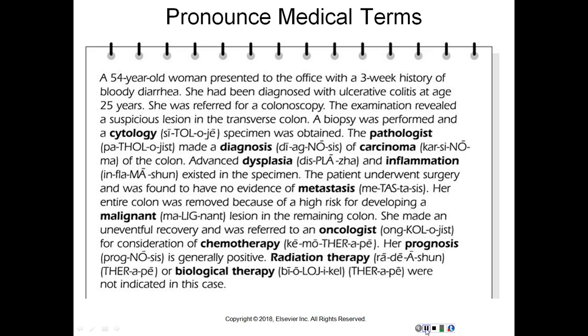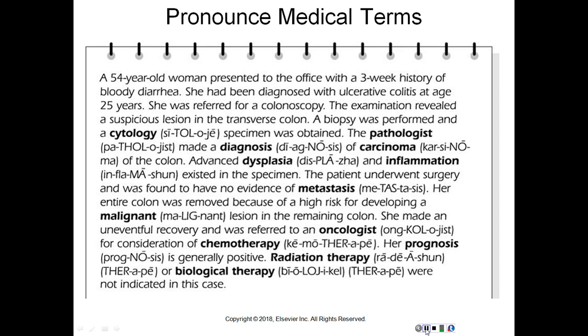A 54-year-old woman presented to the office with a 3-week history of bloody diarrhea. She had been diagnosed with ulcerative colitis at age 25 years. She was referred for a colonoscopy. The examination revealed a suspicious lesion in the transverse colon. A biopsy was performed and a cytology specimen was obtained.